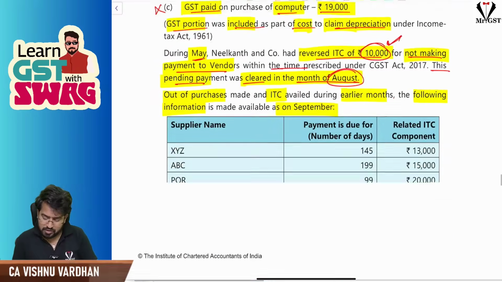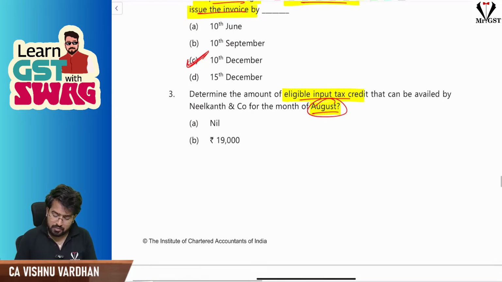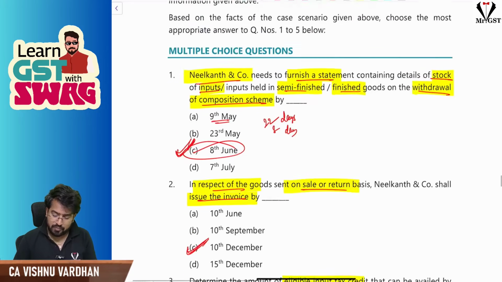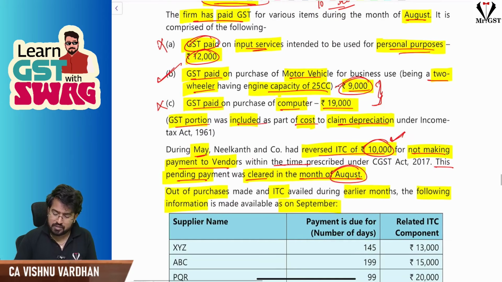If you remember, there is a question on what ITC is available for the month of August. 10,000 plus 9,000, 19,000 they can avail. Most students will make a mistake here. They feel these two are given as the answer. No. The answer is this 9,000 and this 10,000 put together, and they have given 19,000.